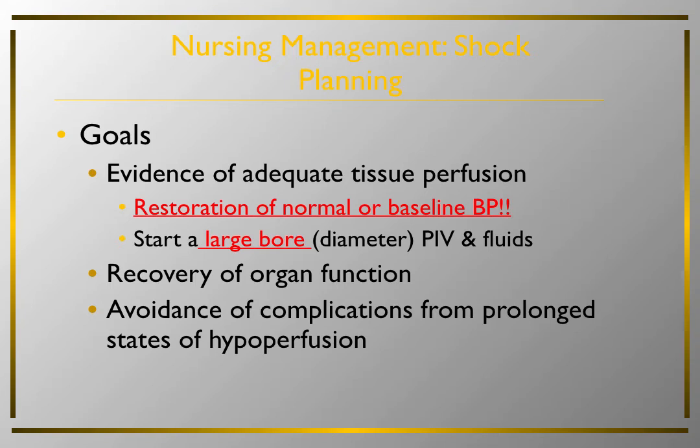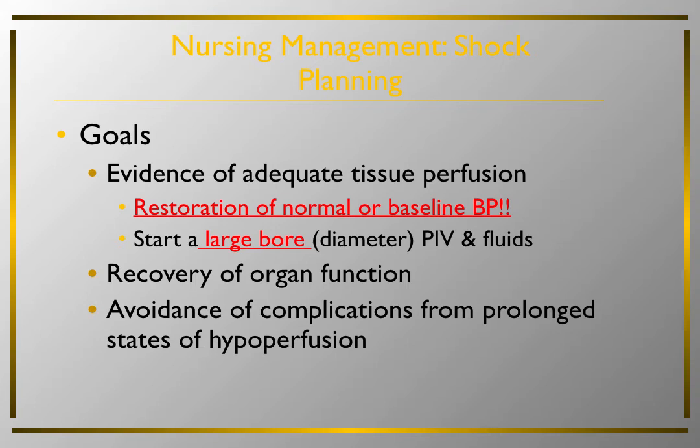So what are our goals? We have a lot of goals for our shock patients, but one is the evidence of adequate tissue perfusion, and this would be the restoration of their normal or baseline BP. Of course, a large bore diameter peripheral IV and fluids so that we can establish that reperfusion. And then we would want to see some recovery of organ function, including things like kidneys, heart, and lungs.